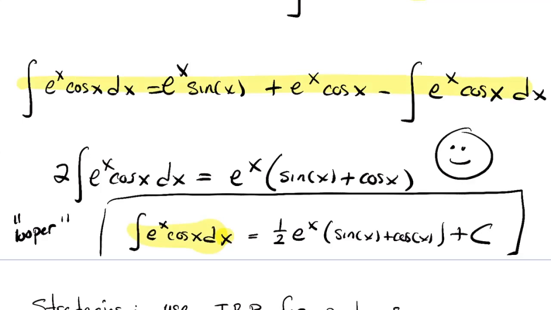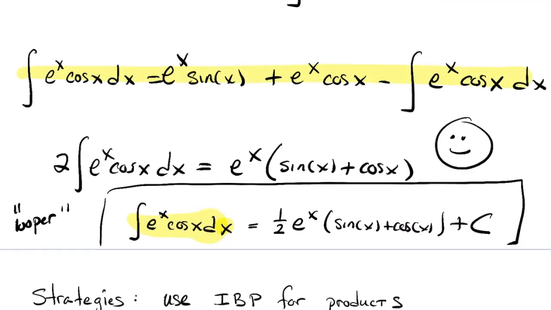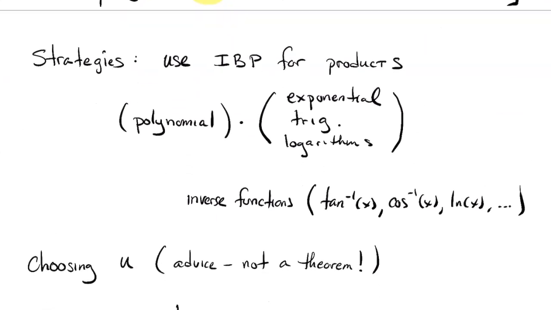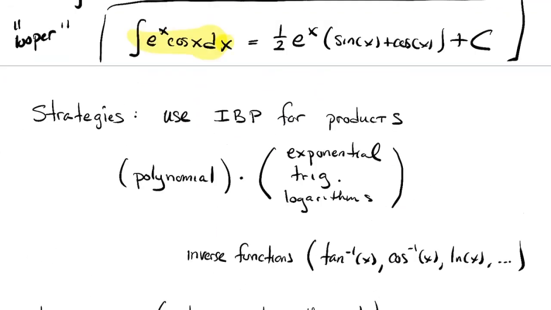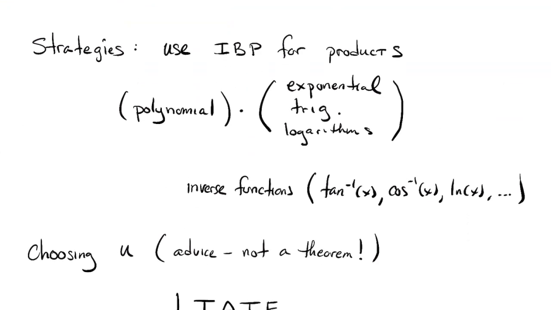Okay, so let's wrap up. We're about 26 minutes in. It's good. It's not unbearably long. How do you use some strategy to do parts? Well, there's no magic recipe, but when do you use it? When do you use parts?